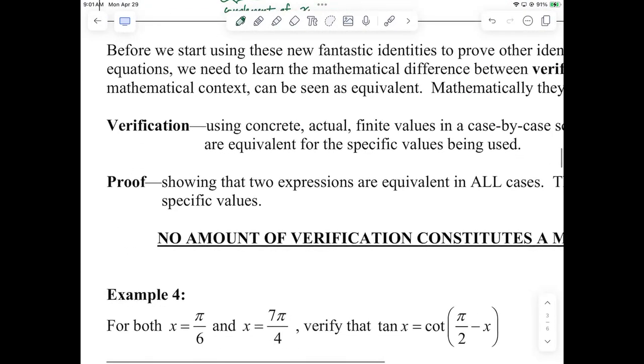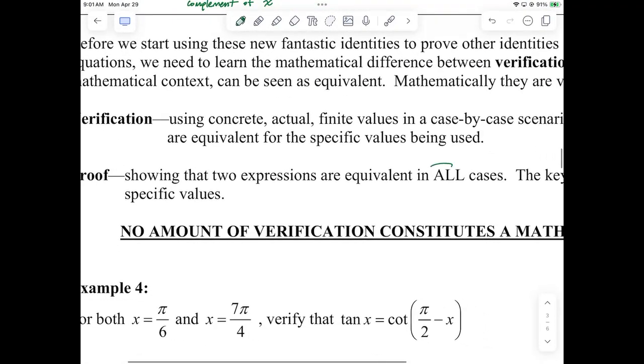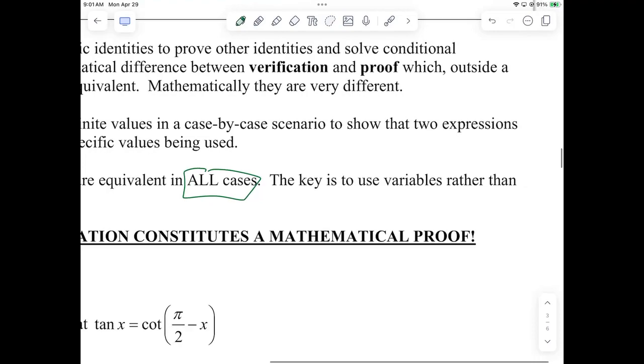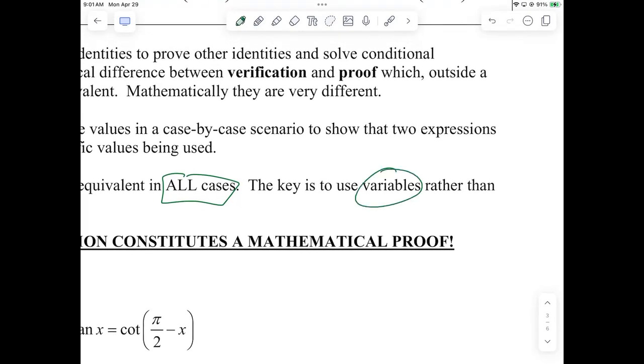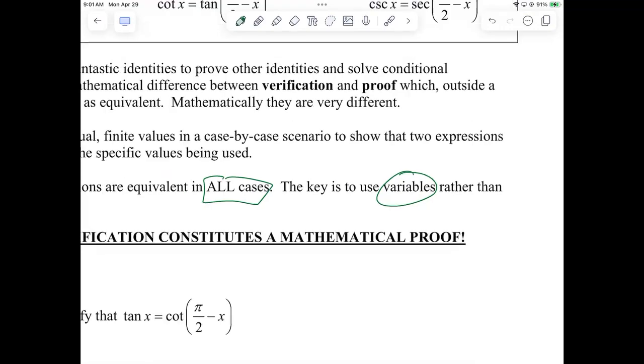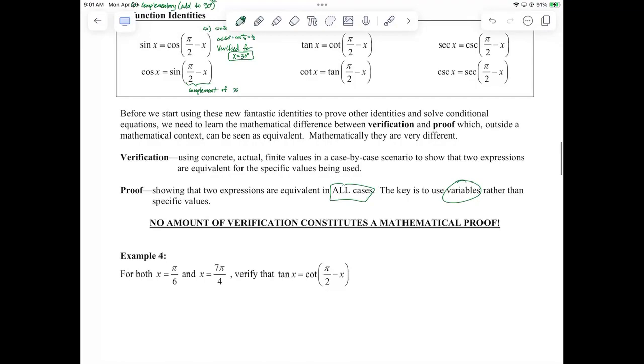Proof is showing that it's true for all cases, and the way that we do that is we use variables. Okay, as we already saw up above when we proved the Pythagorean identities. We use variables. Okay, here's the important thing to get across. No amount of verification constitutes a mathematical proof.